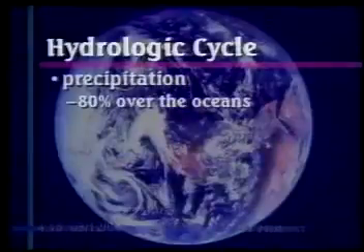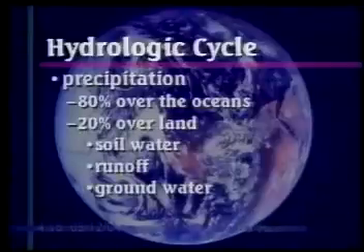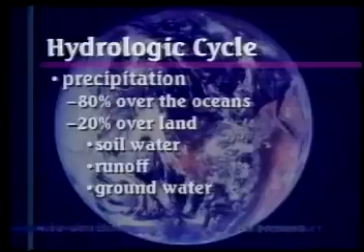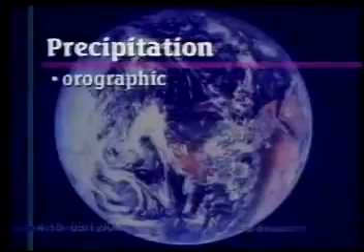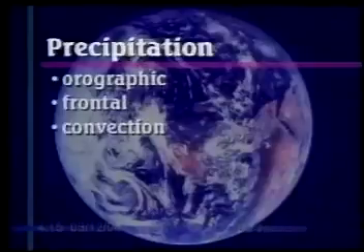80% of the precipitation that falls to the earth falls over the oceans, and of course the other 20% falls over the land and becomes soil water, runoff, and groundwater. Now there are 3 situations that produce precipitation, and that's what we're going to go over for the rest of our time. The types of precipitation are orographic precipitation, frontal precipitation, and convection precipitation.